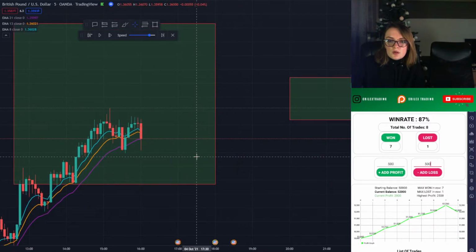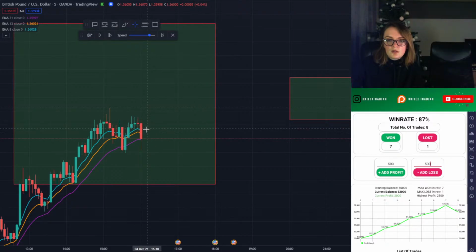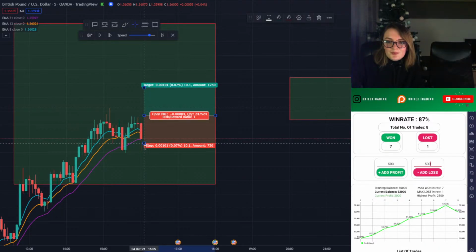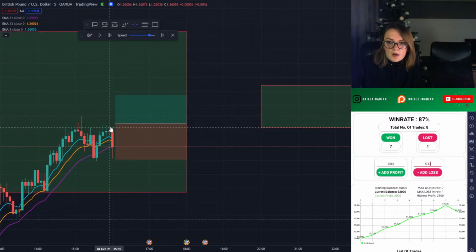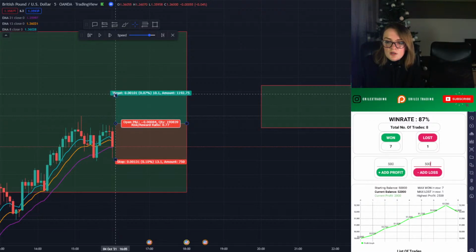Okay, so now this candle made this retouch. This will still be a valid entry because the candle actually closed above the 21 EMA. So the stop loss will be below this wick, and the entry will be above the highest point of the previous 5 candles. It's right here.